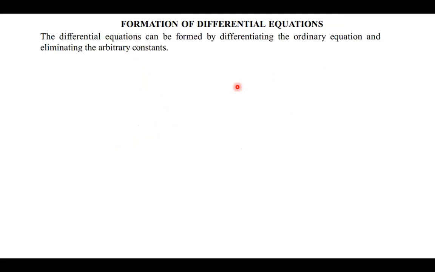So let's look at now how you can form differential equations. The first method that you can use to form differential equations is just by differentiating the given equation. When you've been given an ordinary equation and you differentiate it, whatever you get is called a differential equation. And then eliminating the arbitrary constants.